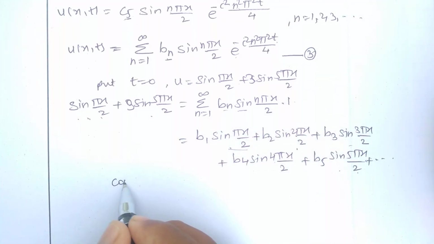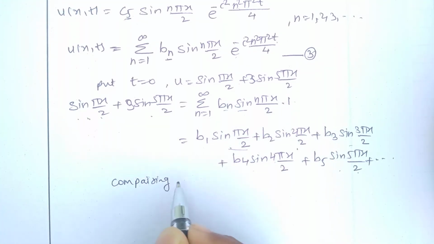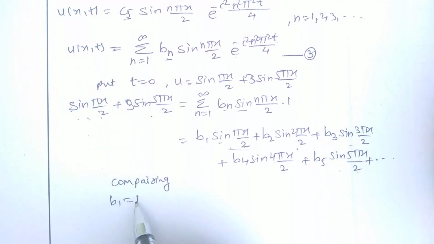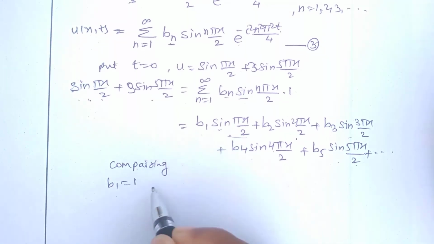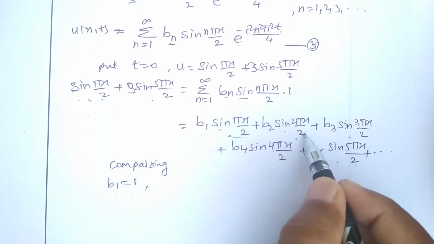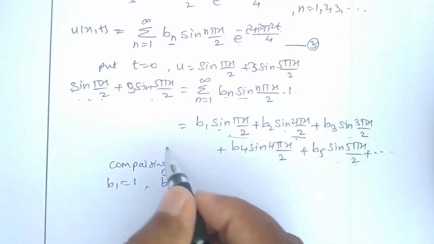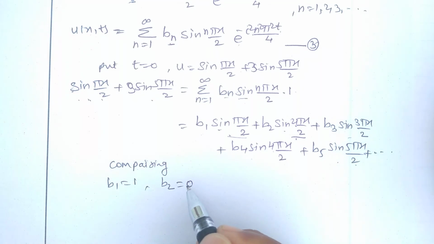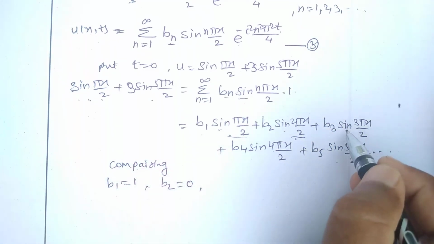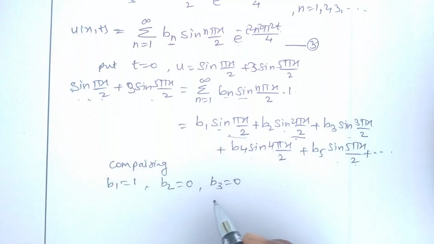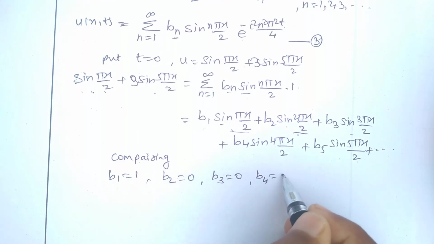Now comparing both sides, comparing sin pi x by 2, here the coefficient is b1, and for sin pi x by 2 the coefficient is 1. So the value of b1 is 1. Then comparing the coefficient of sin 2 pi x by 2, the coefficient is b2, and on the left hand side this term is absent. That means the coefficient of this term is 0. So b2 is 0. Then sin 3 pi x by 2, the coefficient is b3. Here that term is absent, so b3 is 0. Then similarly b4 is also 0.